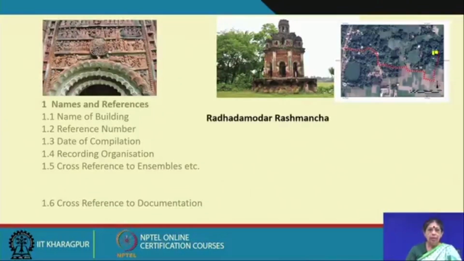So, let us say name of the building, Radha Damodar Rashmanchu, and we have to have some reference number which the person or the project people who are doing it can find out, a system of documentation or coding. We have followed a system: WB stands for West Bengal and EM stands for East Midnapur, and this is the serial number 009. So, this is the code we have followed for this particular project.